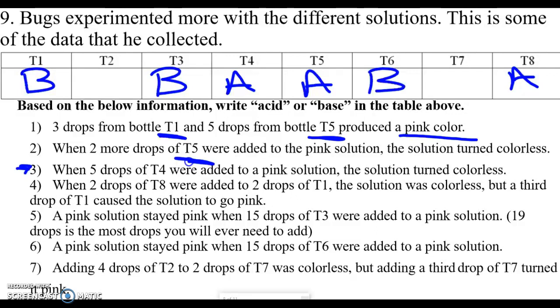And 7, we added 4 drops of T2 to 2 drops of T7, and it was colorless. But adding a 3rd drop of T7 turned it pink. So this must be a base, and by process of elimination, this one would have to be an acid. You're going to be doing labs like this, so it's very important that you try the problem yourself before you look at the answer.